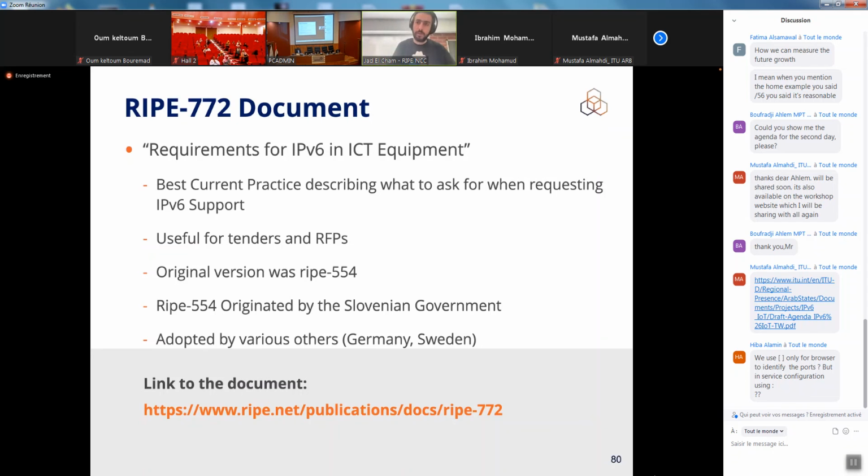So RIPE 554 was used in the industry for such a long time. It was adopted by various governments, like Germany, Sweden, and others. It originated through the Slovenian government, and it's very good for tenders and RFPs. It has been updated, and the new release was RIPE 772, which was released this year. Okay, so keep this in the back of your mind.